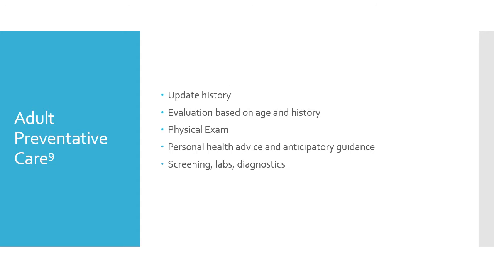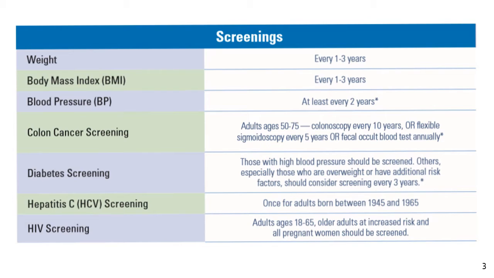So in an adult preventative care visit, you update a history, evaluate based on age and history, and do a physical exam, advice, screening, labs, and diagnostics. Additional screenings would include an obesity screening, STI screening and counseling, depression screen, cholesterol screen, lung cancer, skin cancer, and a discussion about vision and dental exams.